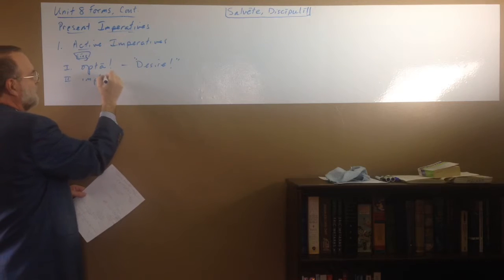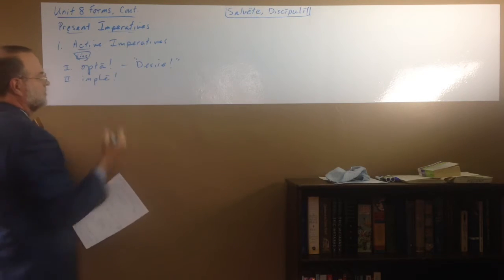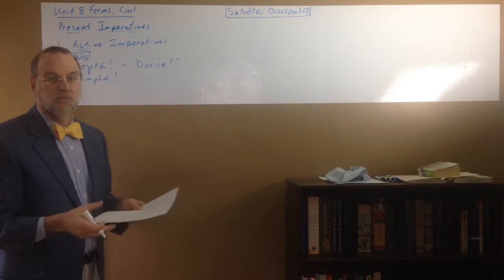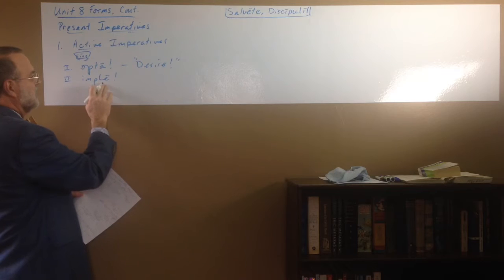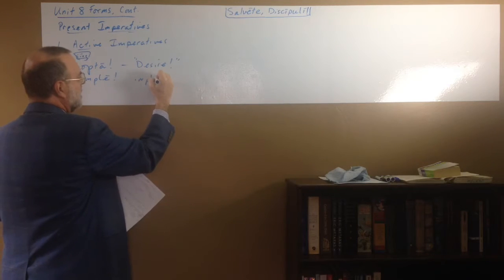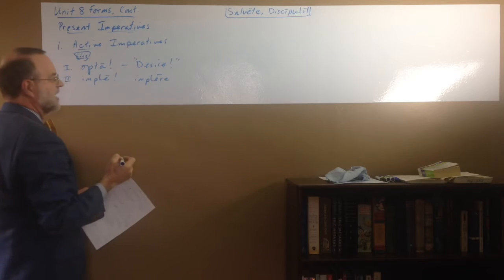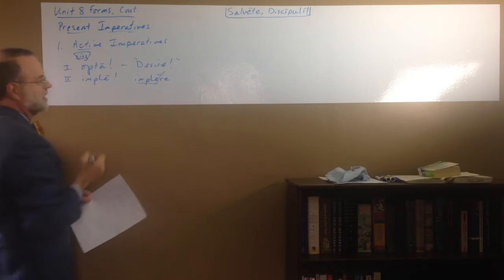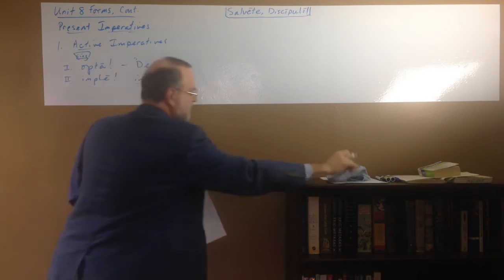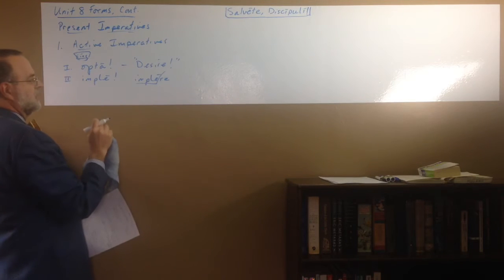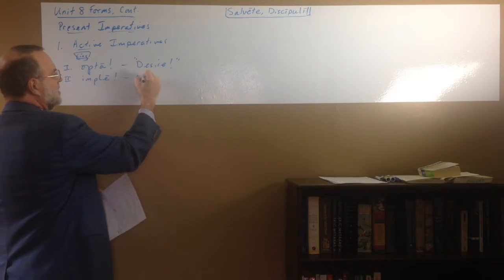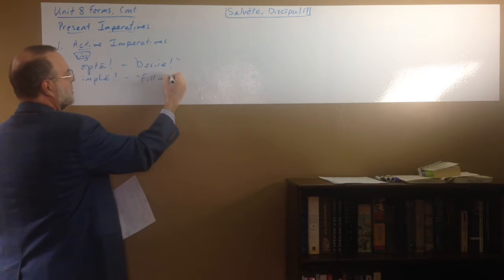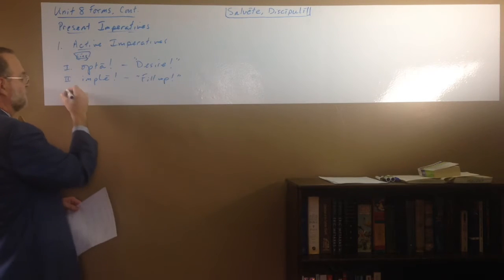I'm going to use the model verbs for the chapter, the model verbs for the whole book. So second conjugation, impleo, implere. So here's the present active infinitive. Find the stem. There it is, and that's your form for the singular imperative. And that simply means fill, or fill up. Use singular.